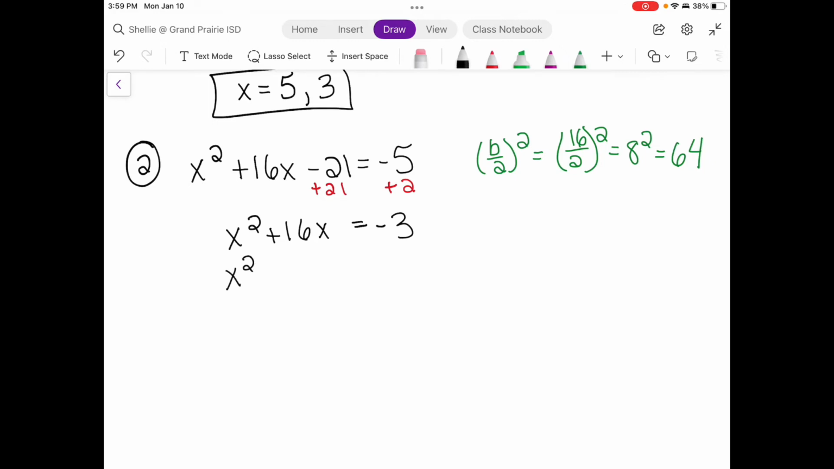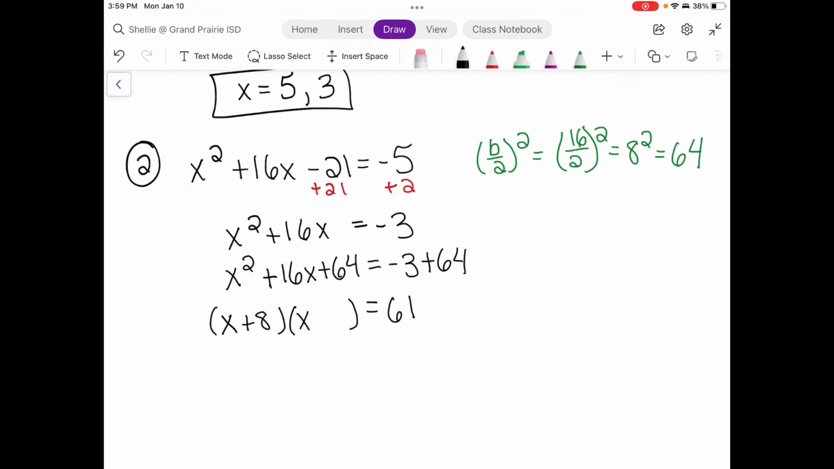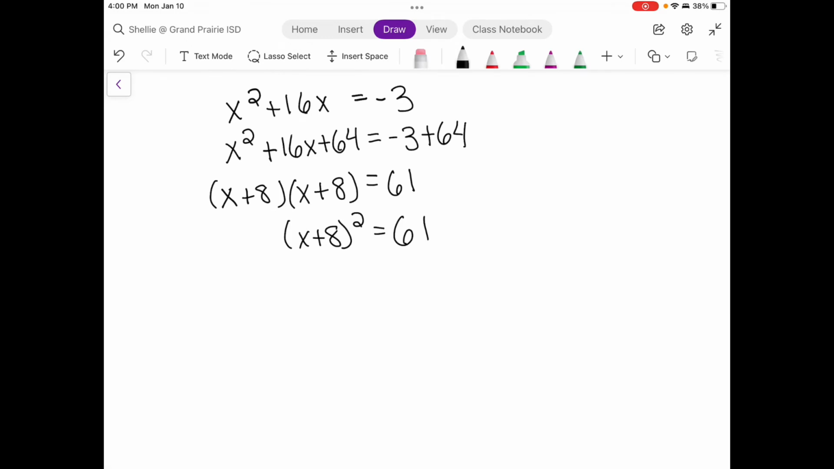So I have x squared plus 16x plus 64 equals negative 3 plus 64. Now I'm going to simplify the right because that just gives me 61. That's very simple. I need to factor this trinomial here. I know it's going to be x times x. I need two numbers that multiply to give me 64 and add to give me 16. It's going to be positive 8 and positive 8. Now that is handy because that gives me x plus 8 squared, and that's equal to 61.